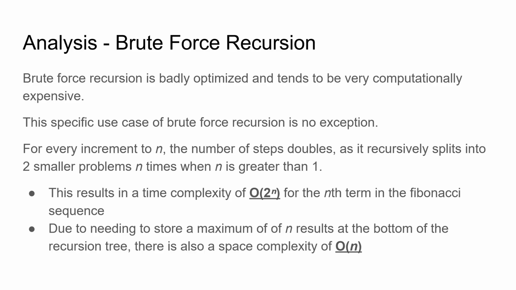Again, I've said it so many times, but brute force recursion is horribly optimized, and it is super, super, super expensive. This one is no exception. There are ways to circumvent this, usually by using something like memoization, which is basically storing the value so it doesn't recursively call values that have already been solved before. But this solution doesn't do that, because this is the brute force solution. This is the dumb one.